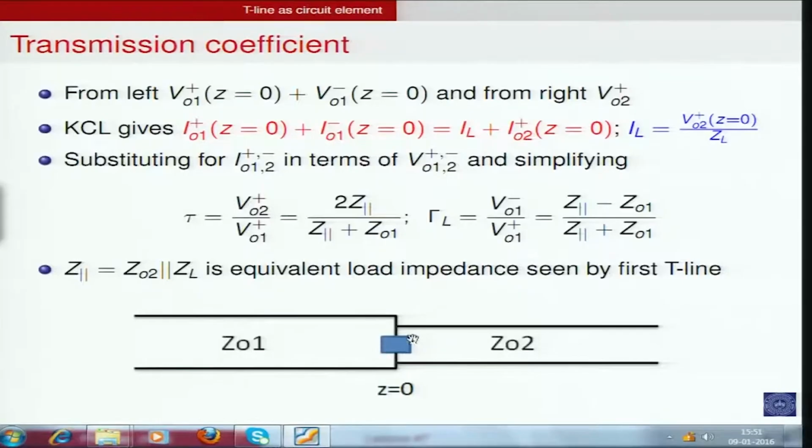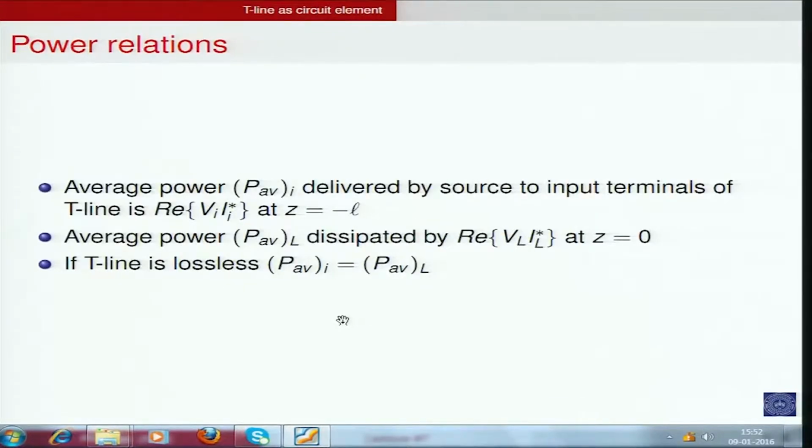Okay, so this parallel combination will be the effective impedance that the first line is actually going to see, and you can use that effective impedance to calculate the transmission and reflection coefficients. There is one last thing about power relationships. What I feel is undue emphasis is placed on power relationships.